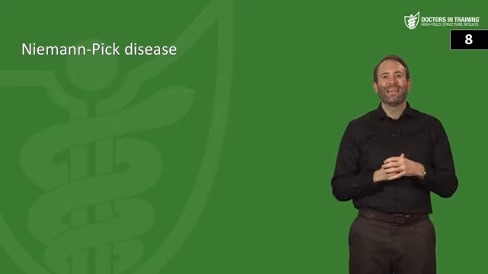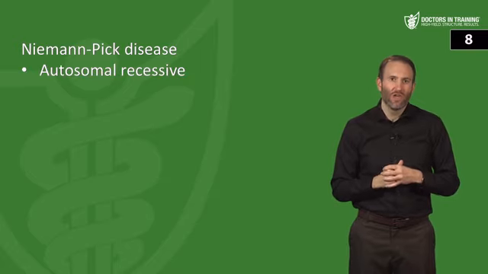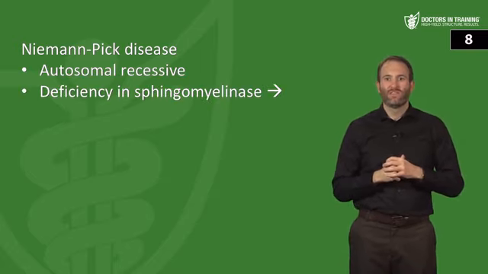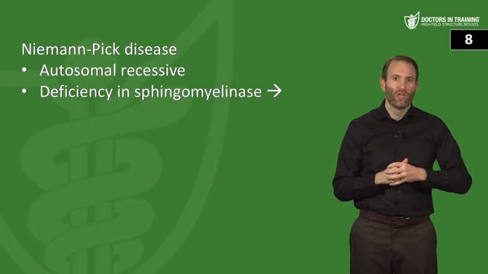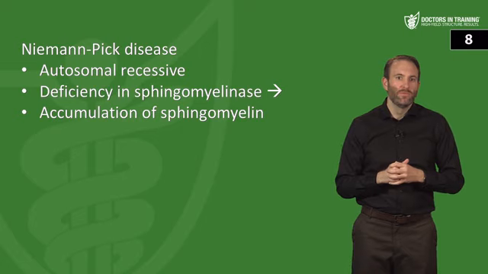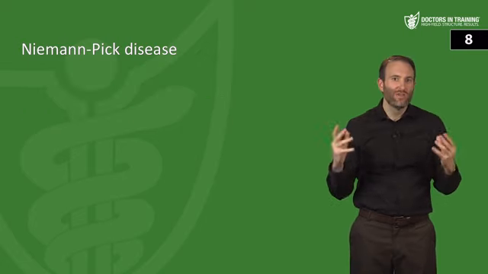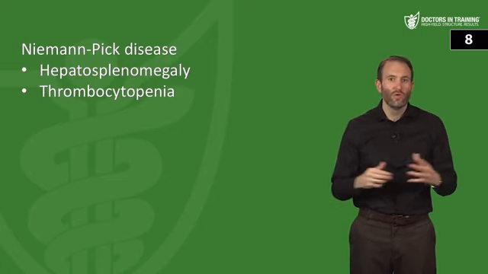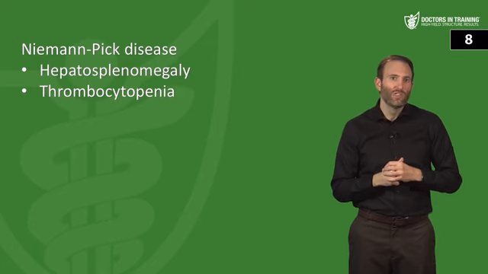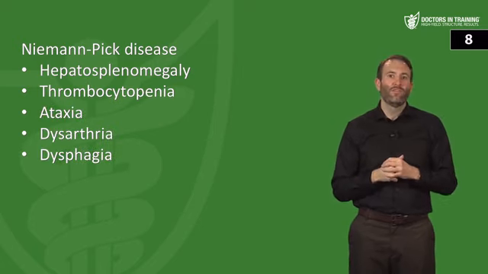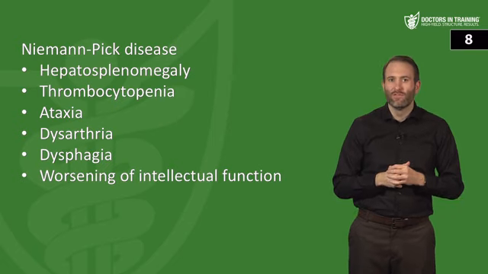Next thing we're going to talk about is Niemann-Pick disease. This is an autosomal recessive disease again, and the deficient enzyme is sphingomyelinase. So you're going to accumulate sphingomyelin. Again, this is a lipid-like substance. Like in Gaucher's disease, we see hepatosplenomegaly and thrombocytopenia. Niemann-Pick has a lot of accumulation in the CNS, including the cerebellum, which leads to ataxia, dysarthria, and dysphagia. Patients will have a gradual worsening of intellectual function as well.